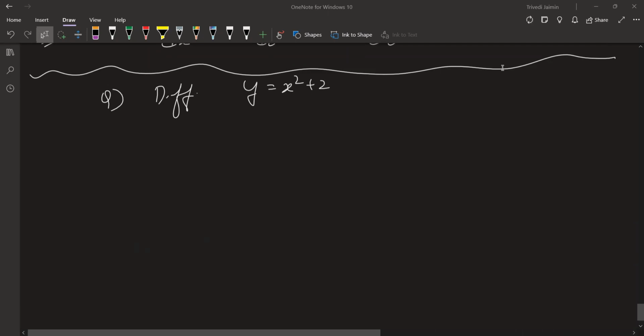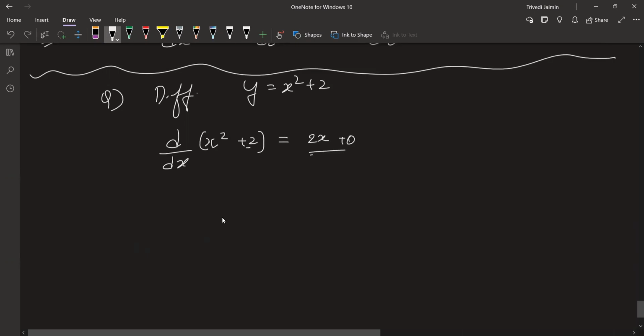What will you get if we differentiate y equals x squared plus 2? I will differentiate d by dx of y, which is x squared plus 2, which equals 2x. What will happen to this constant? It will become 0.